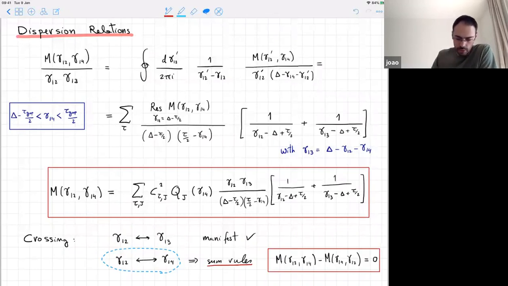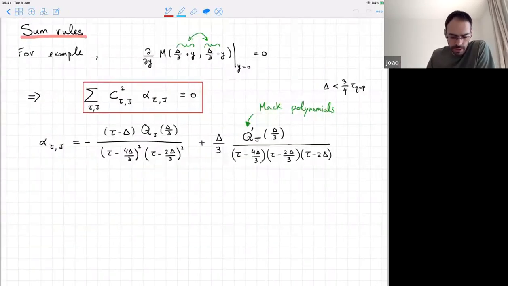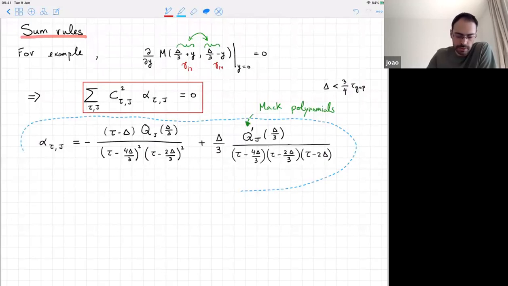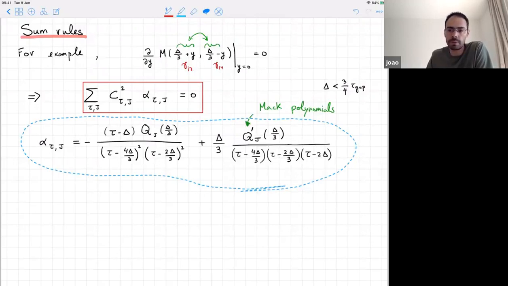Okay. So I will show you some rule that we studied in great detail. So we choose to write, so this is gamma 2 and this is gamma 4, and we put both at delta over 3, and then we expand in y, so that means the function, because of crossing, only has positive expansion, so in particular, even powers of y. In particular, the derivative must vanish, and that gives explicit, so I just wrote it to see that it's extremely explicit, gives us some rule where alpha is a functional that depends on the twist and on the spin in a very explicit way through these Mack polynomials.